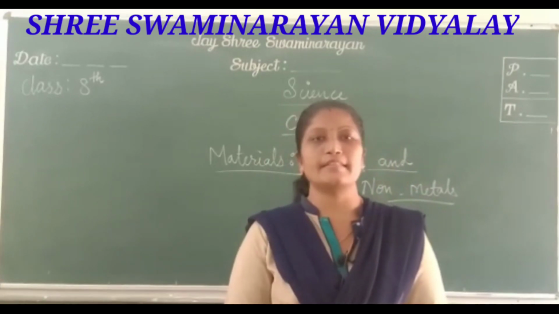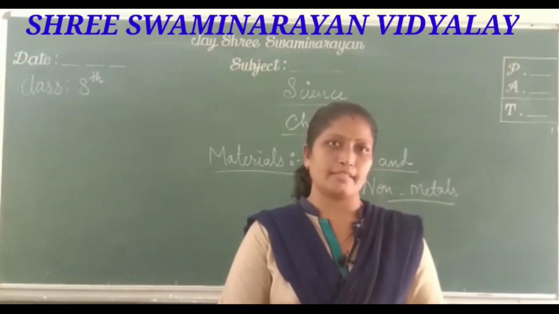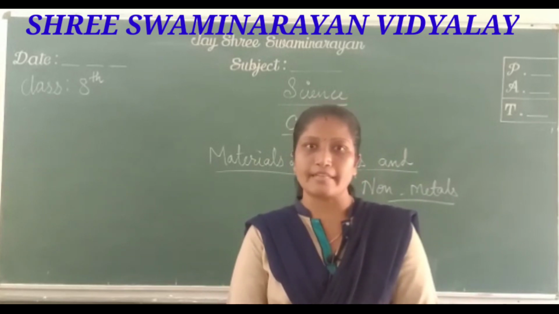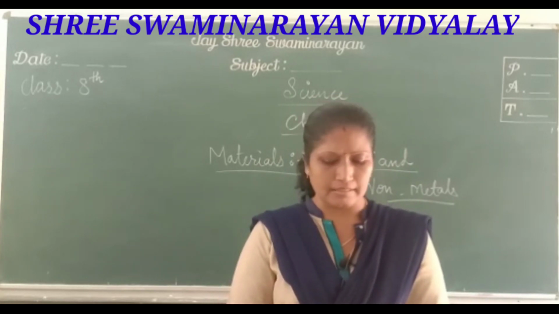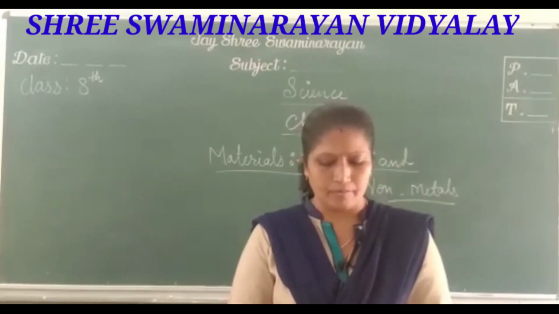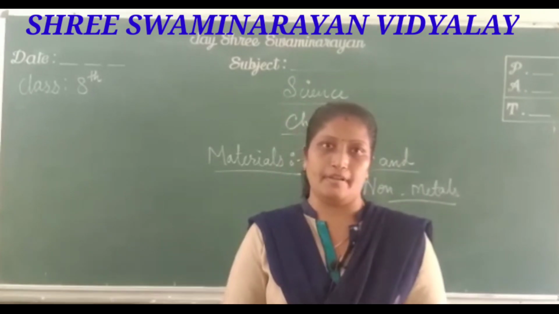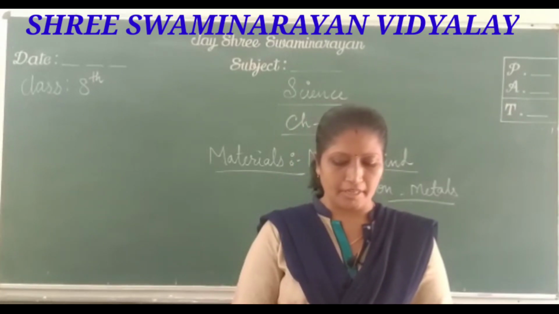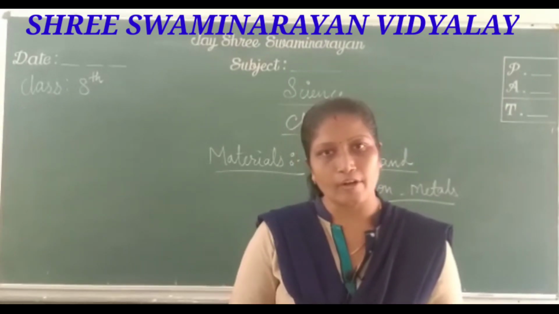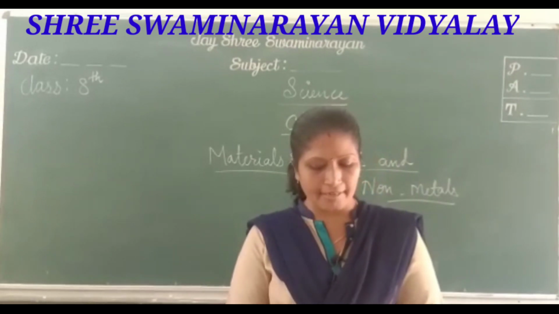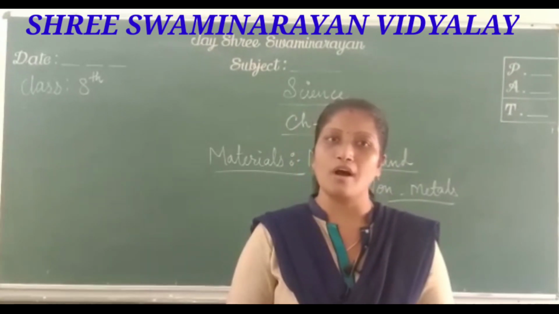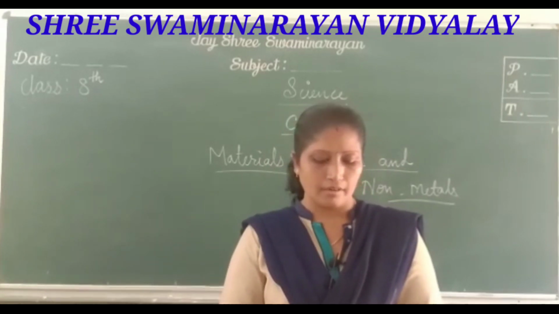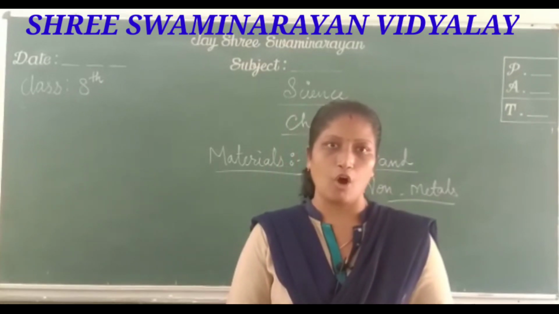Now, elements are also divided into metals and non-metals, and the third one is metalloids. What are metals? Metals are hard and shiny in appearance. Examples are iron, copper, tin, gold. What are non-metals? They are dull in appearance and not so hard. Examples of non-metals are sulfur, phosphorus, hydrogen, oxygen.